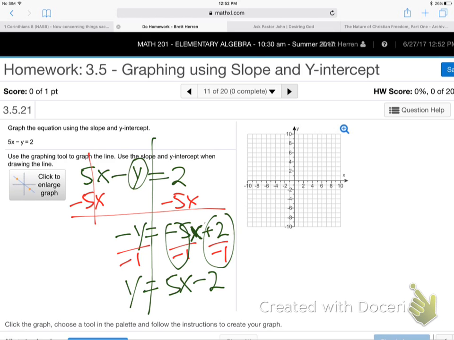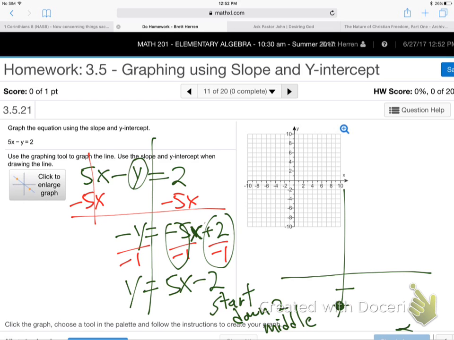So I did the work to get y alone. Now that y is alone, what do we do from here? Where do we start? You start with the -2. Remember that from yesterday? We did a bunch of these yesterday. So I'll do that again here. Start with -2, and that's always in the middle. It's down 2 in the middle, right there. Boom. And then where do we go from there?